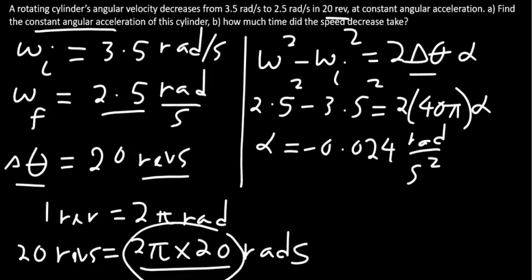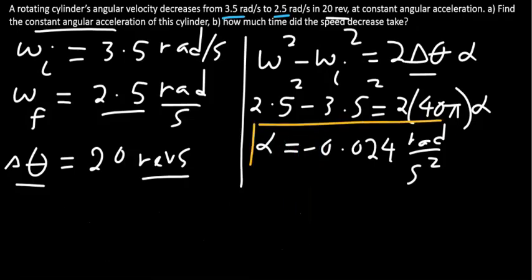Now notice you are getting a negative answer. And the reason for this is because the angular velocity is decreasing from 3.5 to 2.5 radian per second. It's slowing down. So it makes sense that you're getting a negative answer for angular acceleration. So this is the answer for part A. Now let's do part B. How much time did the speed decrease take?